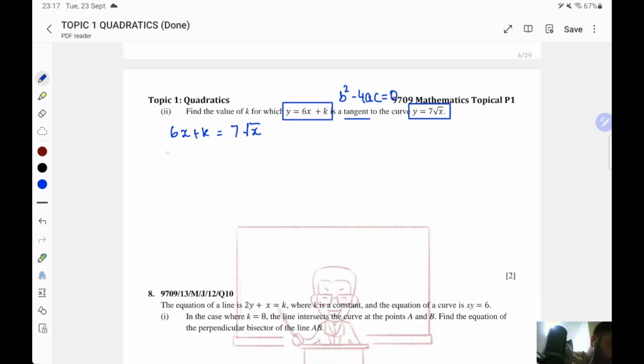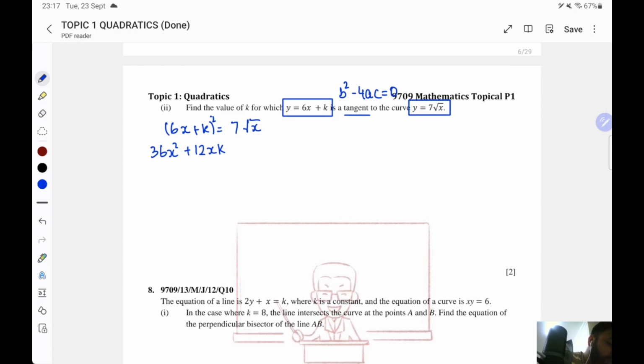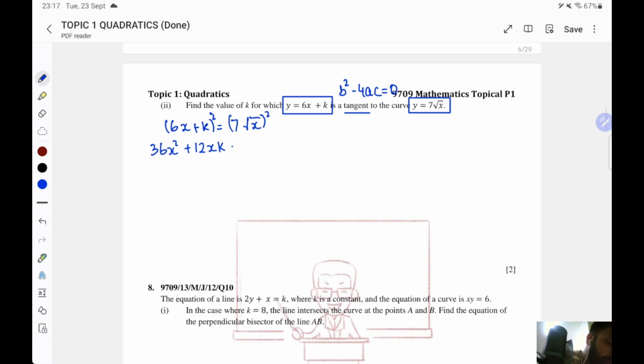We'll take square on both sides, that will give me 36x square plus 12xk. Remember, I'm taking square on both sides to get rid of the square root symbol from the right side. Plus k square, it will be equal to 49x. So 36x square plus 12xk minus 49x plus k square, it will be equal to 0.